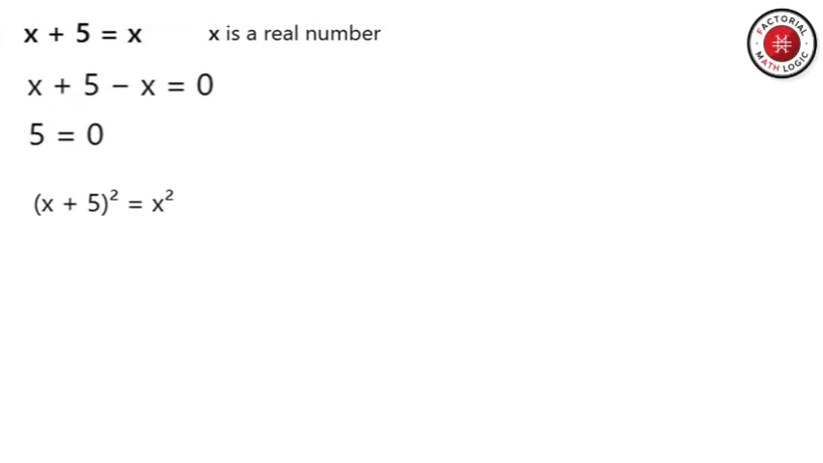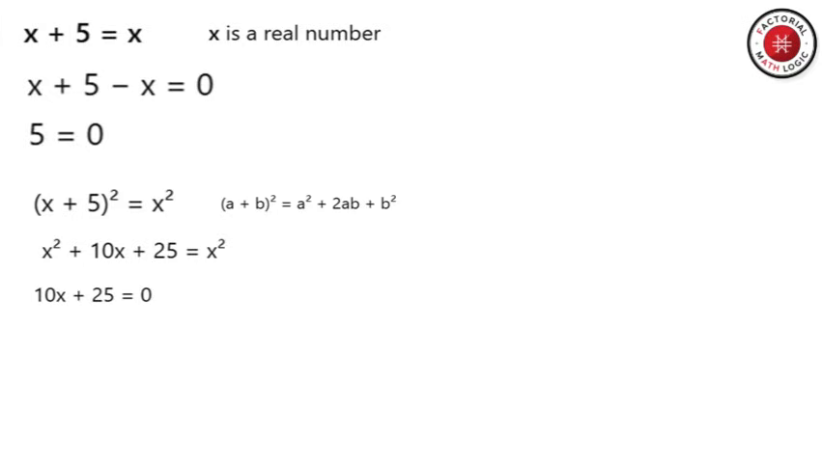Suppose we square both sides of the equation. x plus 5 squared equals x squared. Now expand the left side using the formula a plus b squared equals a squared plus 2ab plus b squared. We have x squared plus 10x plus 25 equals x squared. Now subtract x squared from both sides. We have 10x plus 25 equals 0.